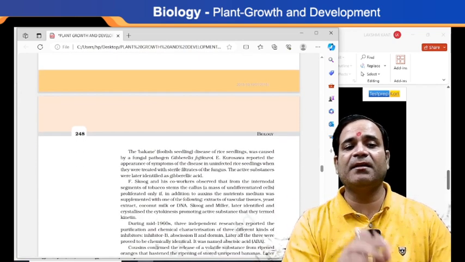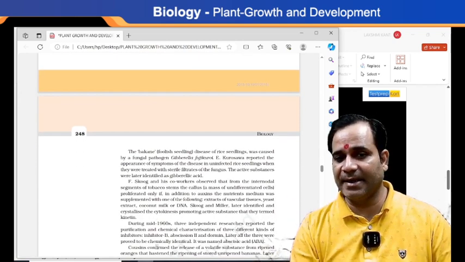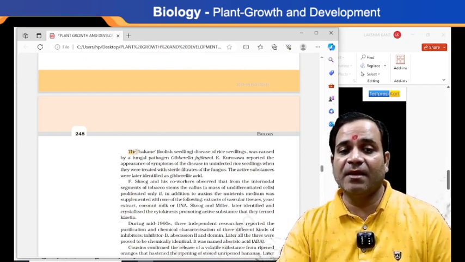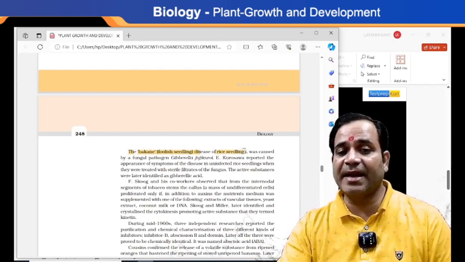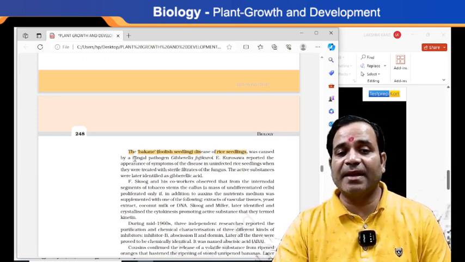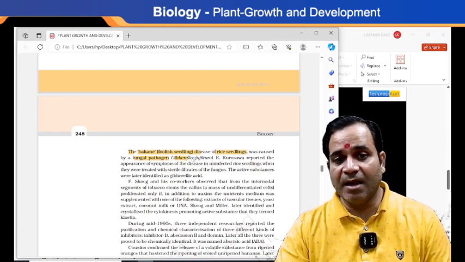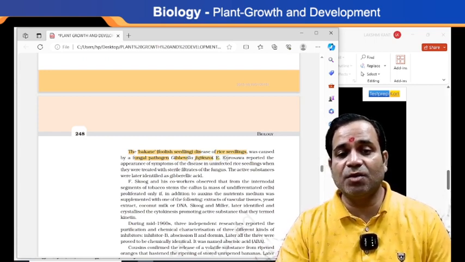Okay, now the things we should understand. Let's see here: bakanae, that is foolish seedling disease, in rice seedlings. I'm saying bakanae means foolish seedling here. It was caused by a fungal pathogen. The name of that fungal pathogen is Gibberella fujikuroi, as reported by E. Kurosawa.